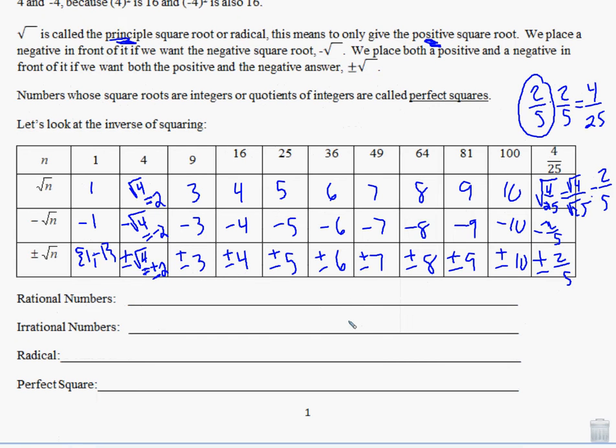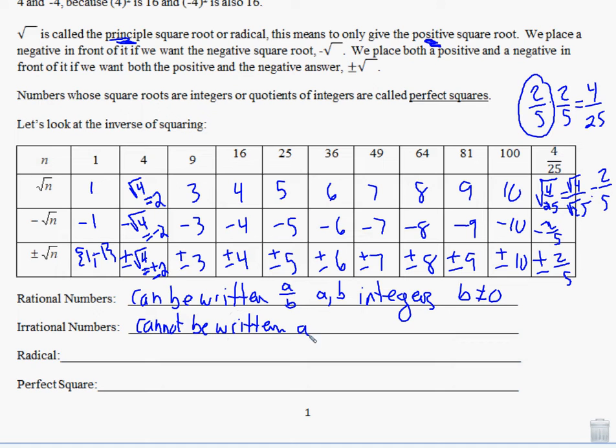Now, the one thing that we have to talk about is what you've done in the past. Rational numbers are numbers that can be written in the form of a over b, where a and b are integers. And I should also point out that b can't be 0 because then it would make this undefined, right? So denominators can never be a 0. Irrational numbers cannot be written as a over b, where a and b are integers.